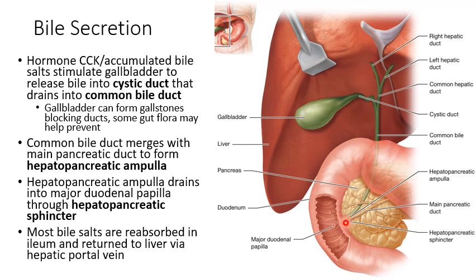So if that sphincter is relaxed, then the bile will journey the short rest of the way and enter the small intestine at the duodenum through the major duodenal ampulla.